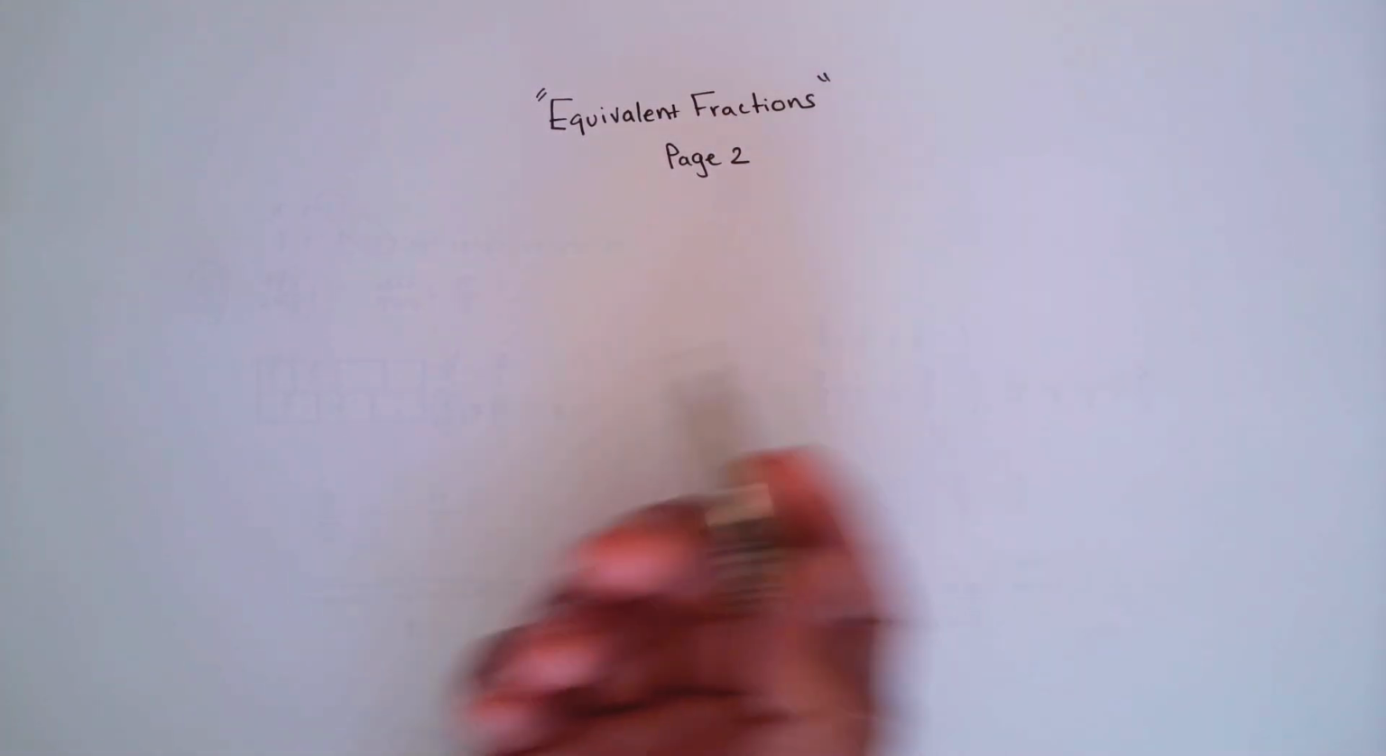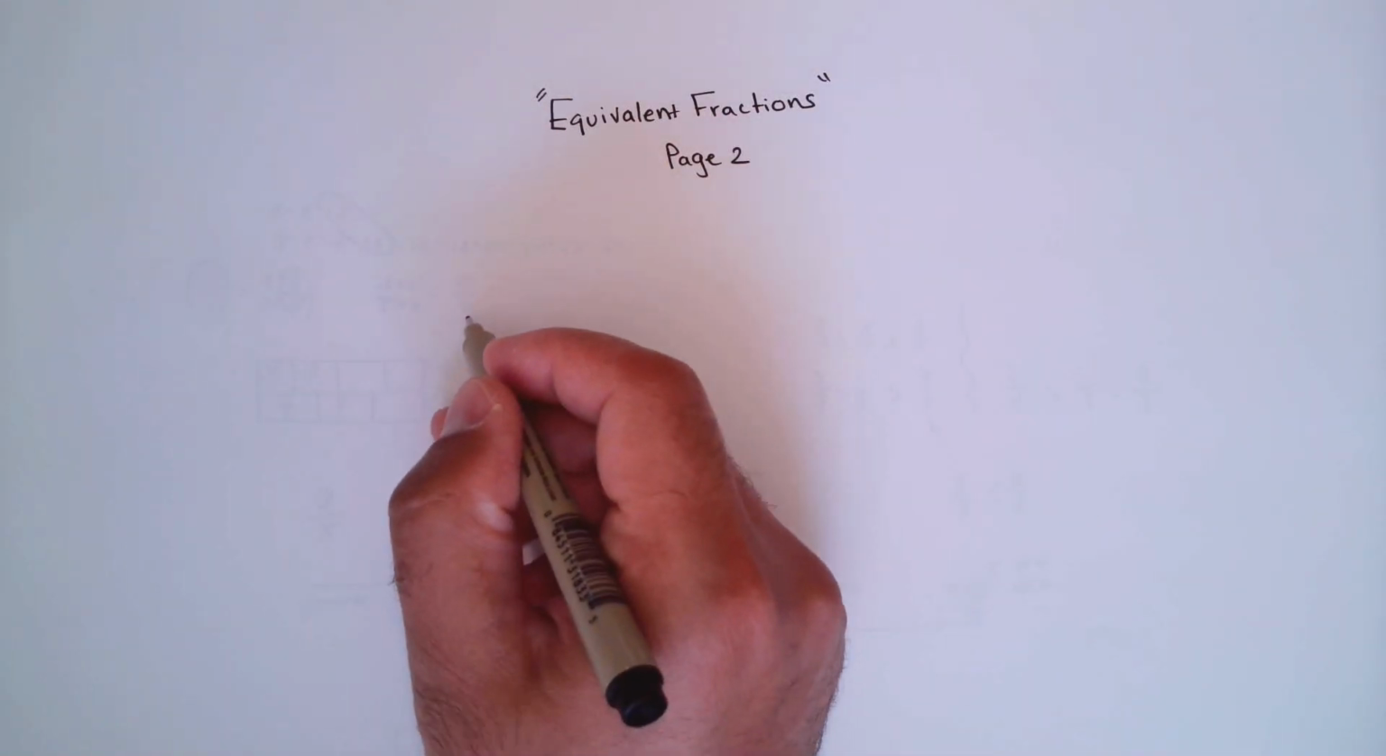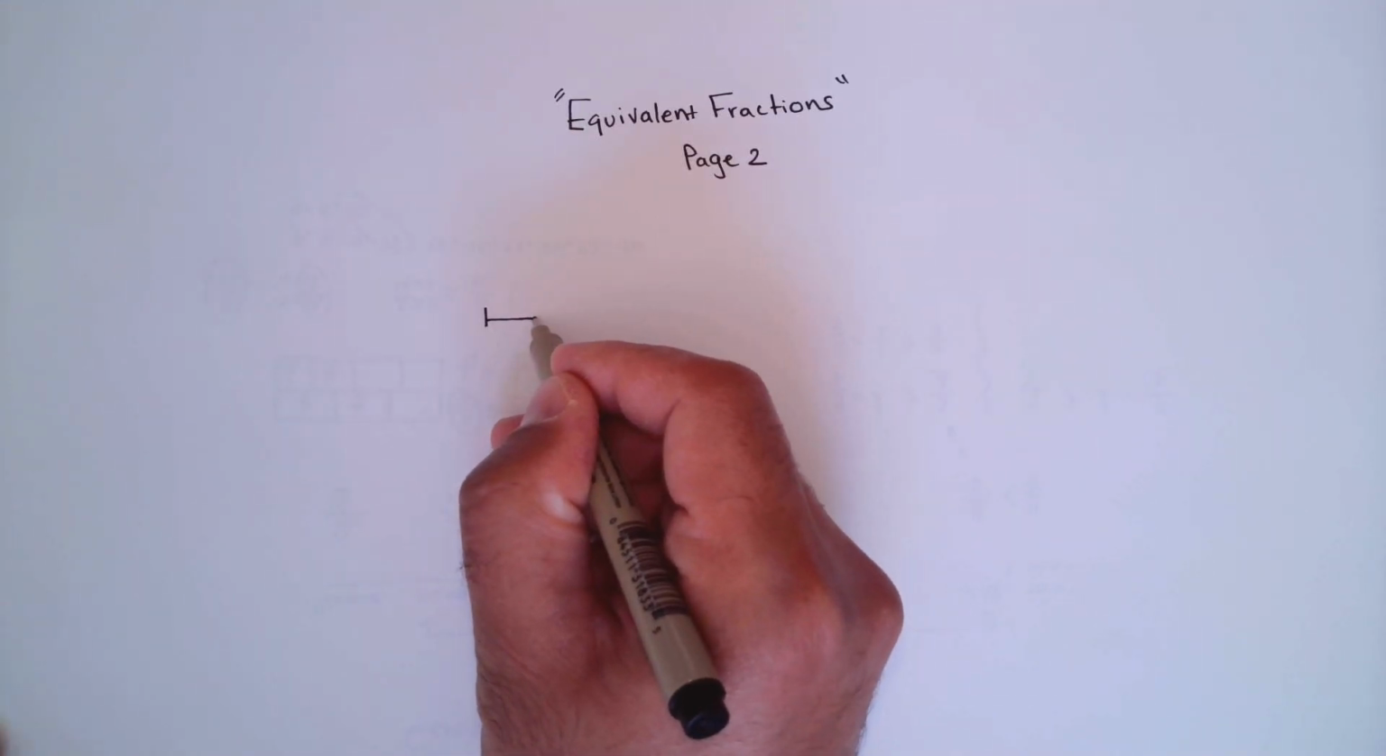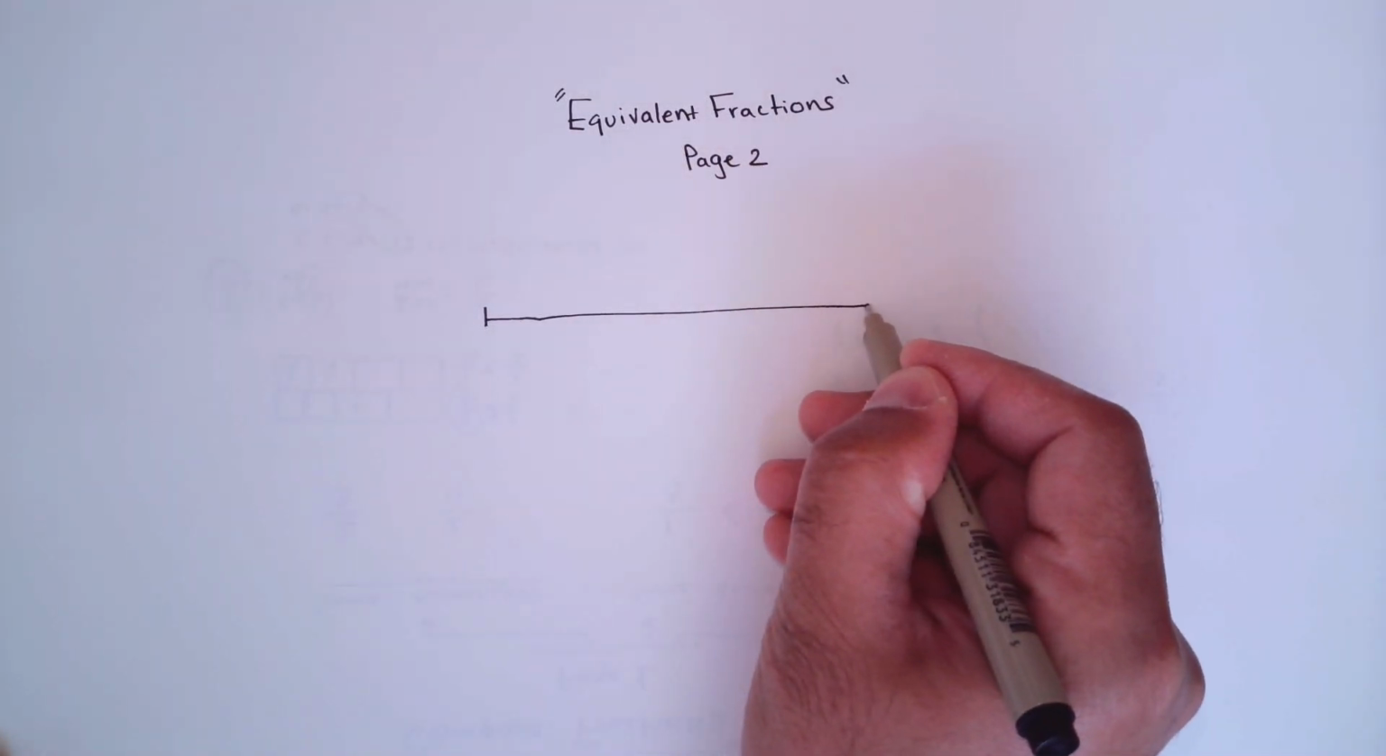Equivalent fractions are just fractions with the same amount, but they're cut or partitioned differently. You have used equivalent fractions in your life many times.